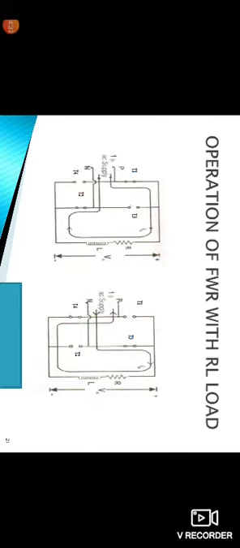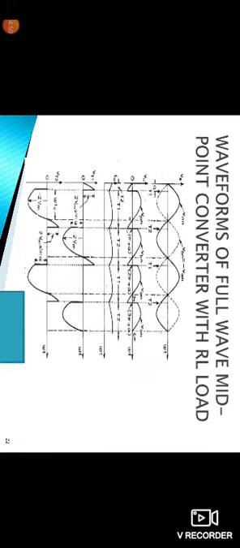The other switches are closed. Here the T3 and T4 switches are closed, so the current flows from N through T3 to the load, then through T4 to the single AC supply. These are the operations of the full wave rectifier with RL load. Here are the waveforms of the full wave midpoint converter with RL load.